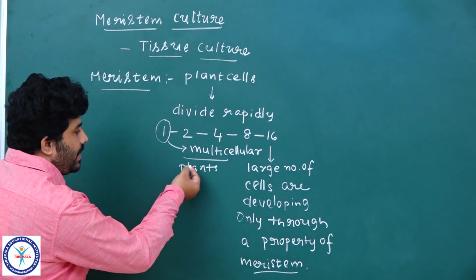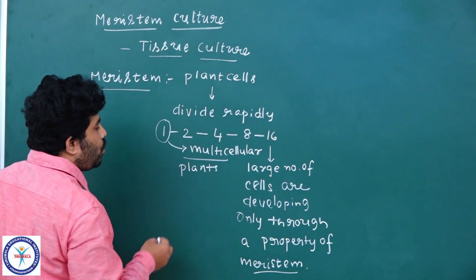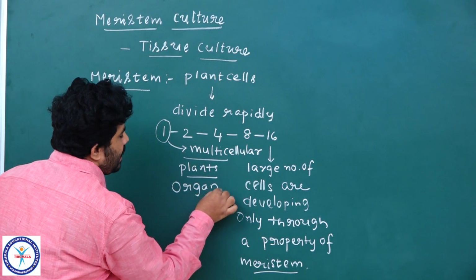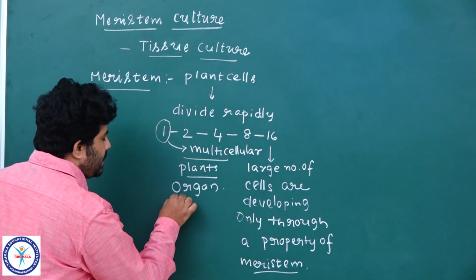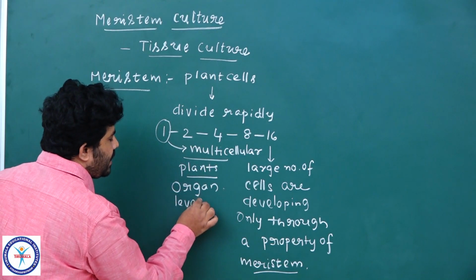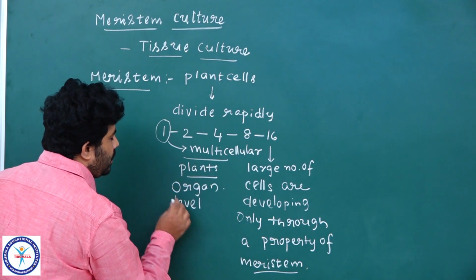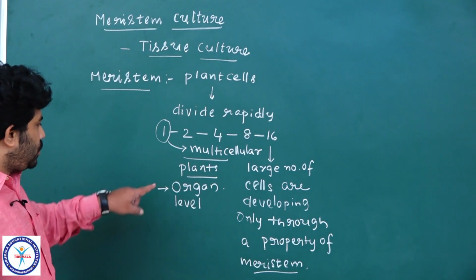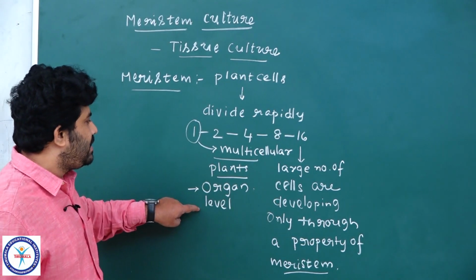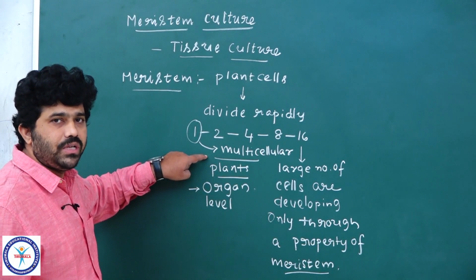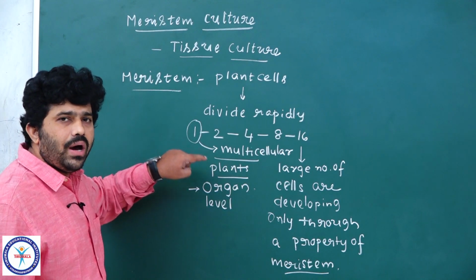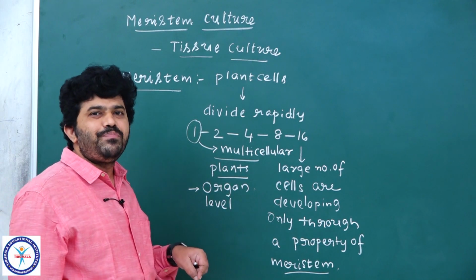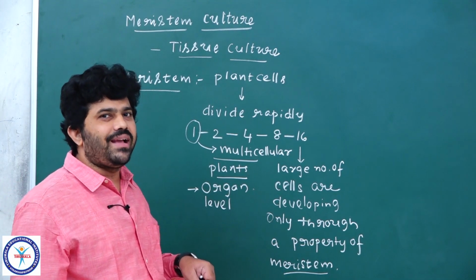Especially well developed plants show organ level of organization. What is that? Organ level. In plants, the maximum level of organization of the body is generally the organ level. To develop a number of organs requires a number of cells and a number of tissues. Tissues and organs are constructed completely by cells, the basic units.